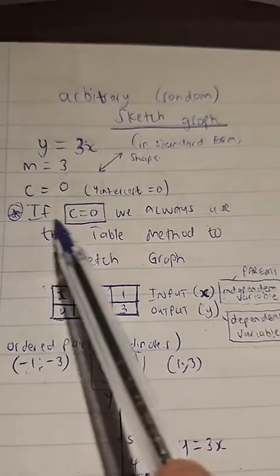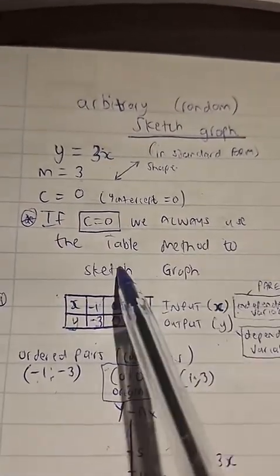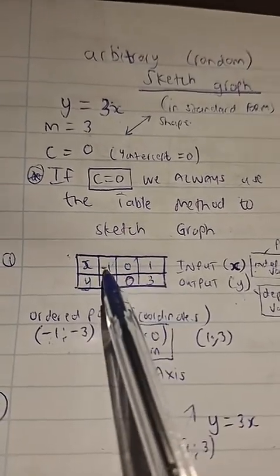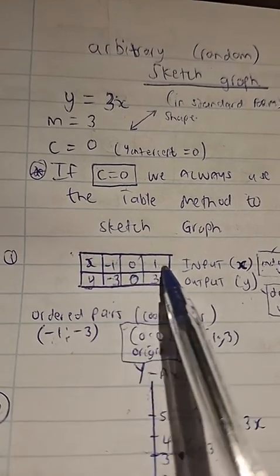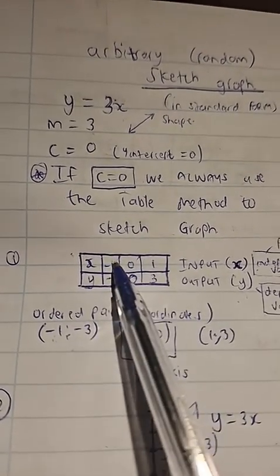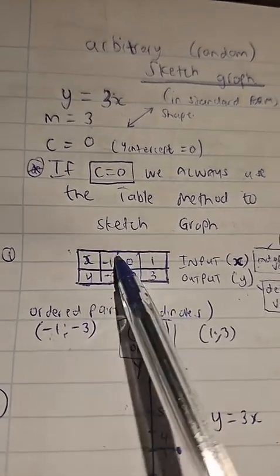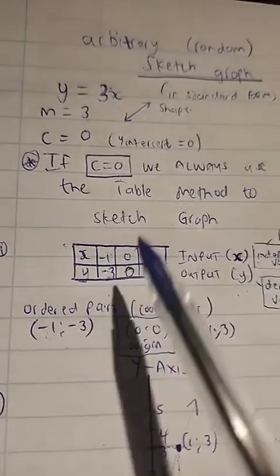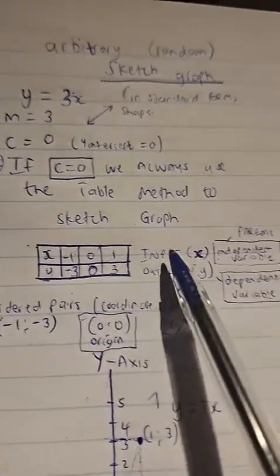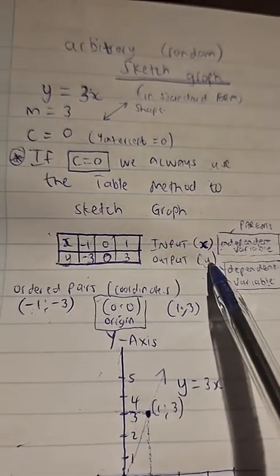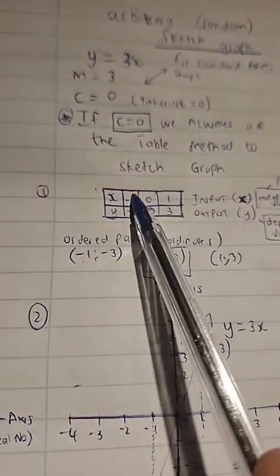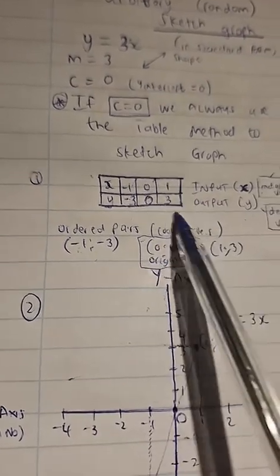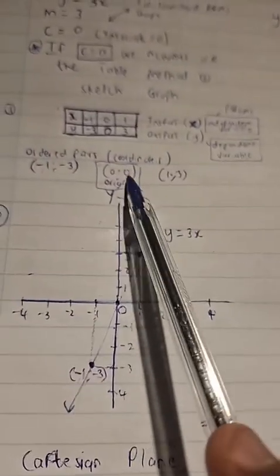Now, I said to you guys that if c is equal to 0, we always use the table method to sketch the graph. So what we do is we just draft up a nice table. If we have not been given points, we write down negative 1, 0, and 1. And then all we do is we substitute negative 1, we substitute 0, we substitute 1, we find our corresponding y values. So our input values give us our output values. Then we can write these pairs, negative 1 and negative 3, 0 and 0, 1 and 3, ordered pairs, our coordinates.